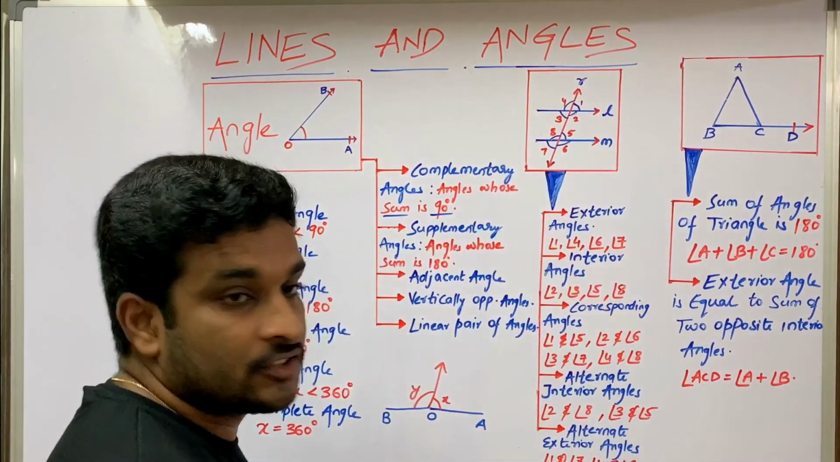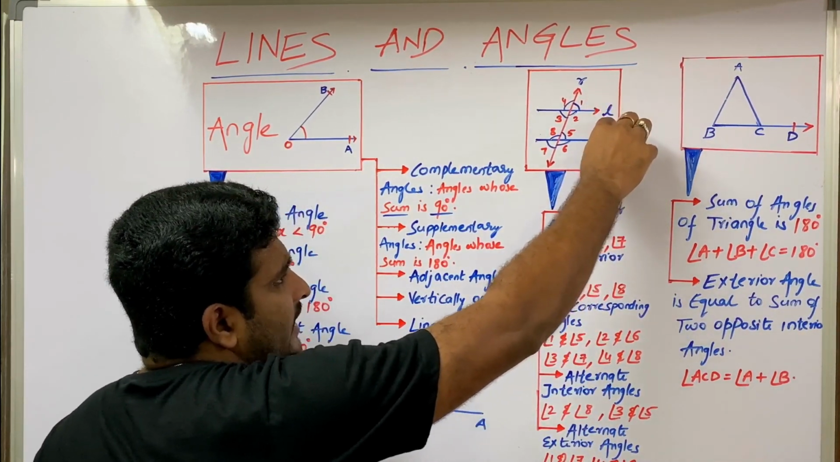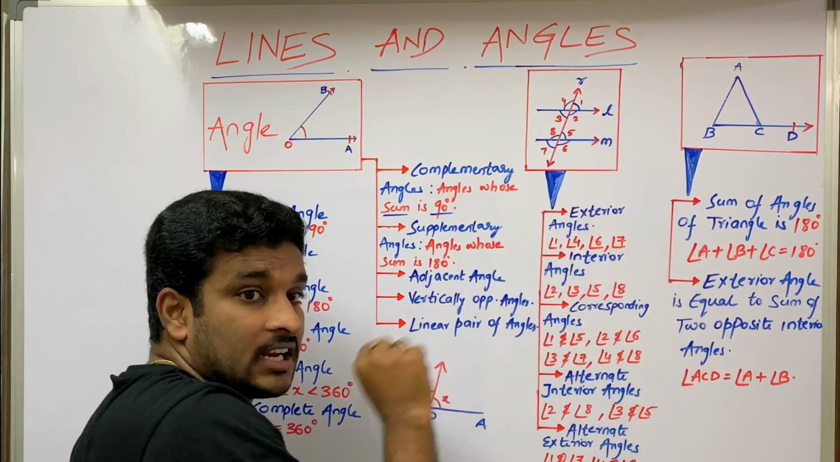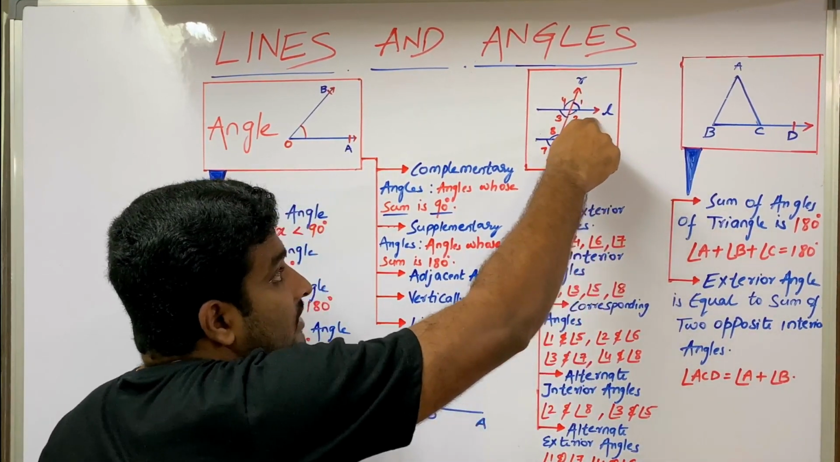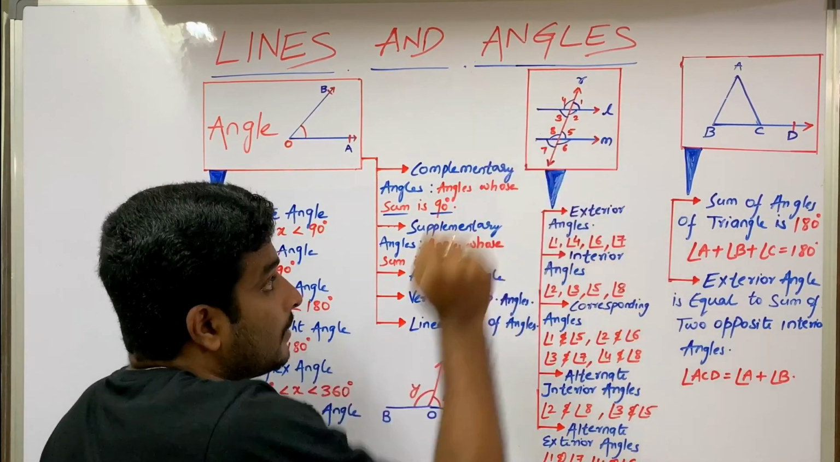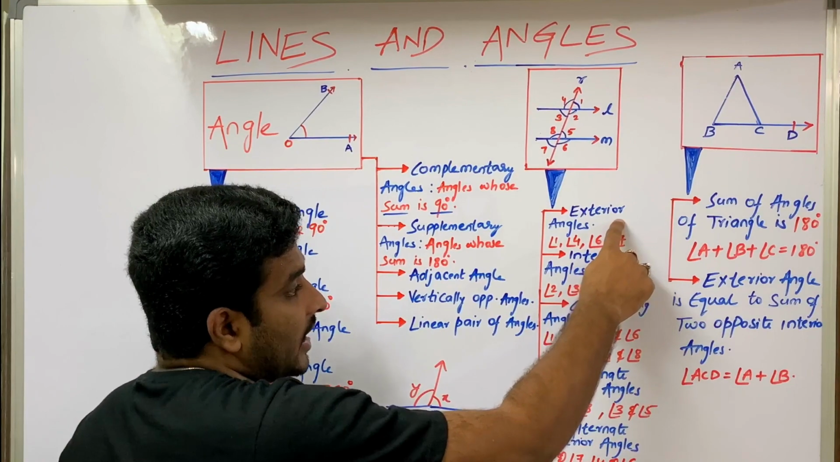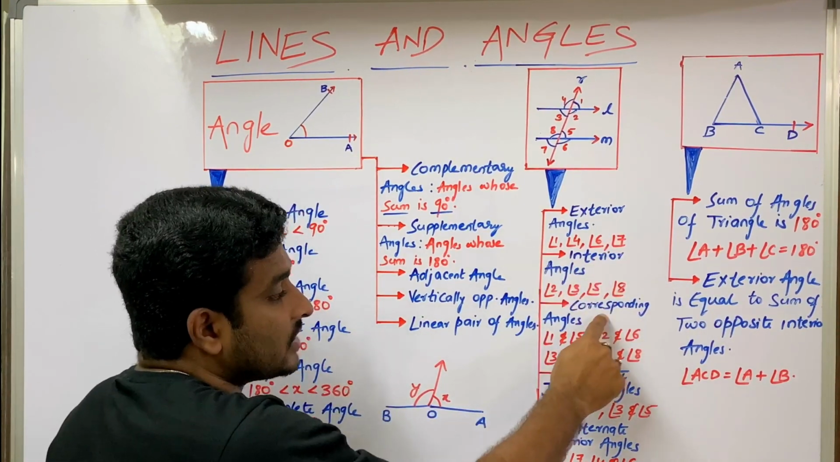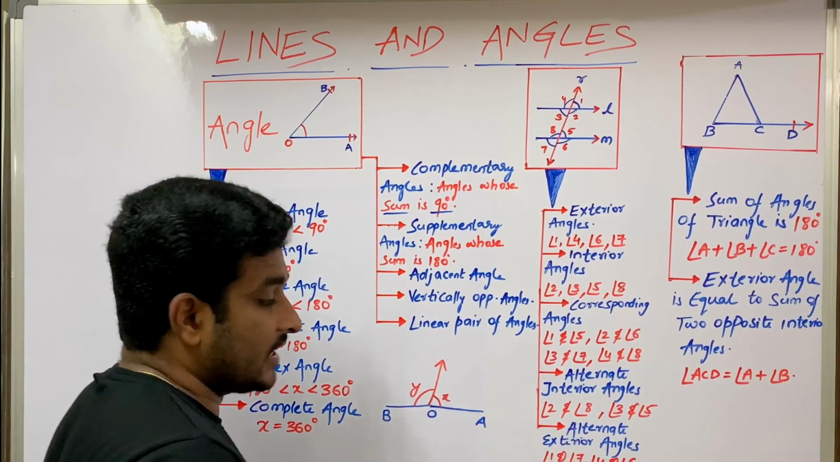Now coming to the transversal lines. Transversal lines means line L and line M are two parallel lines like a railway track, and there is a transversal which intersects line L and line M, and they form different angles. Those angles are exterior angles, interior angles, corresponding angles, alternate interior angles, alternate exterior angles.